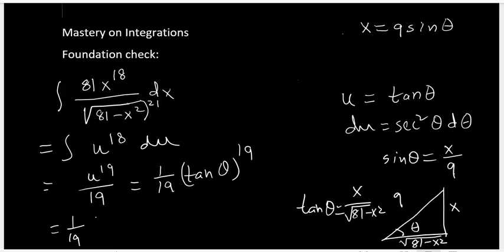So let me plug in the values and simplify the answer. 1 over 19, and now tan theta we have got as x over the square root of 81 minus x squared, and the exponent is 19, plus the integral constant, and we are done.